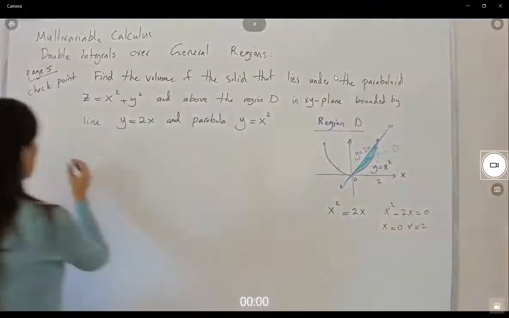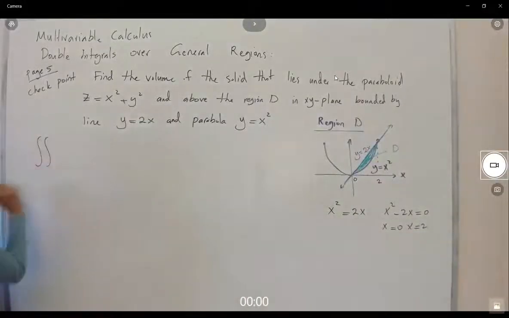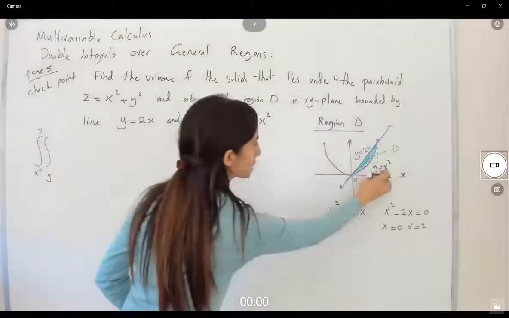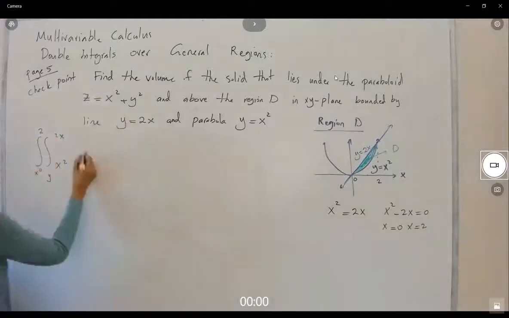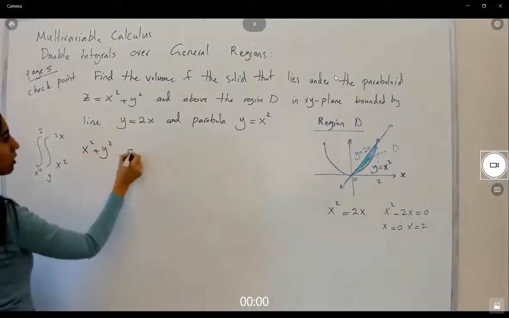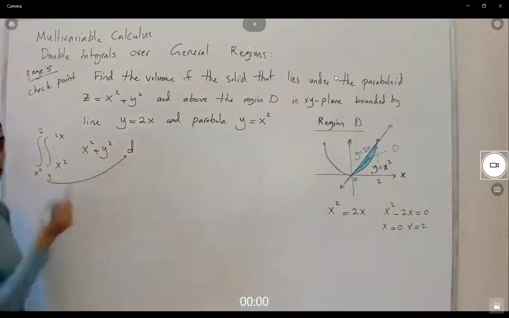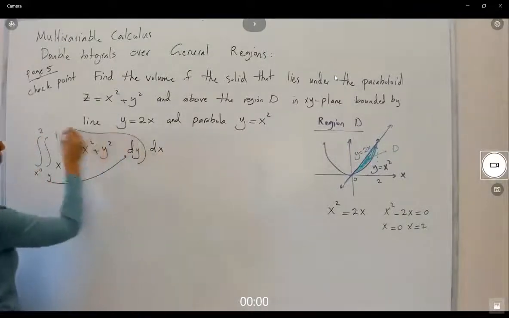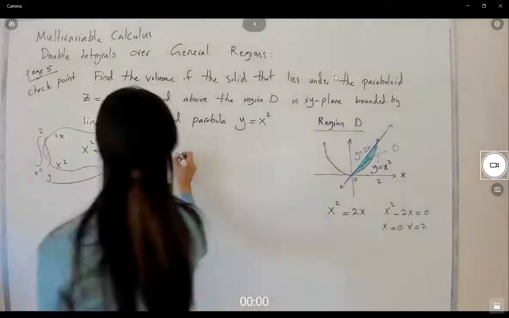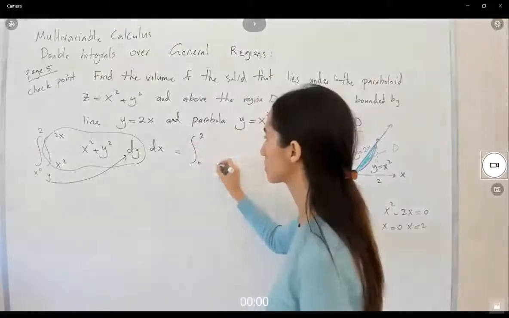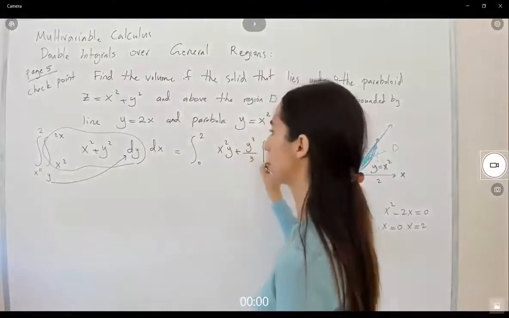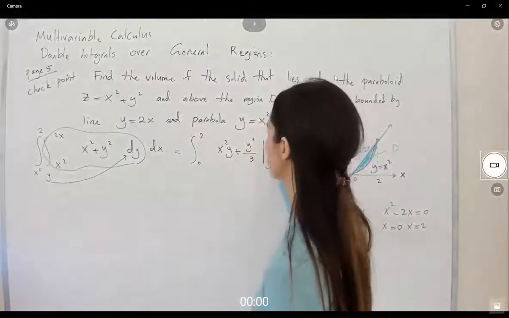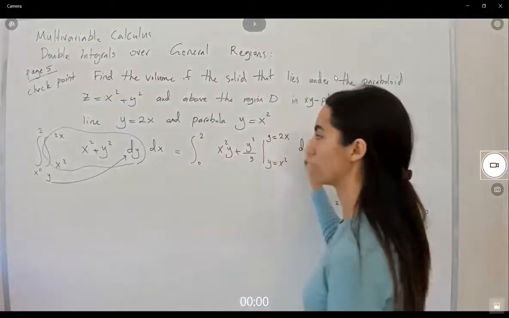So you can set it up this way. You can say that, hey, I have the double integral. My x ranges between 0 to 2, and my y ranges between x squared and on top 2x. And what is my function? My function is x squared plus y squared, and I'm taking the integral with respect to y first, then with respect to x. There you go. 0 to 2. We have x squared y plus y cubed over 3, y ranges between x squared to 2x, and you have dx.